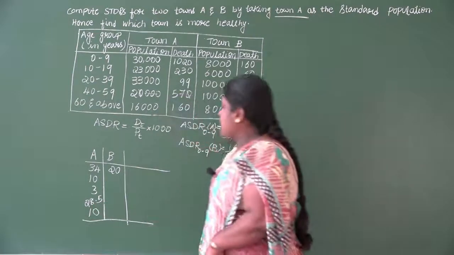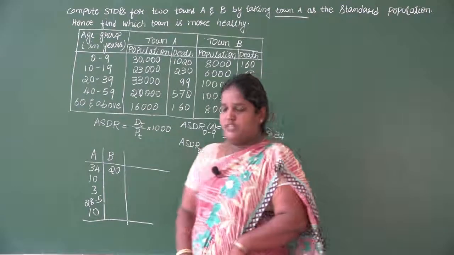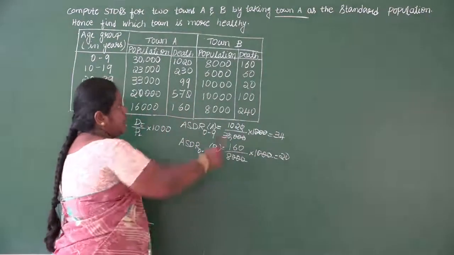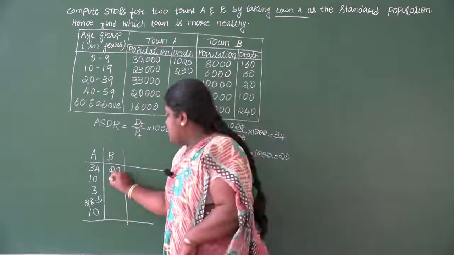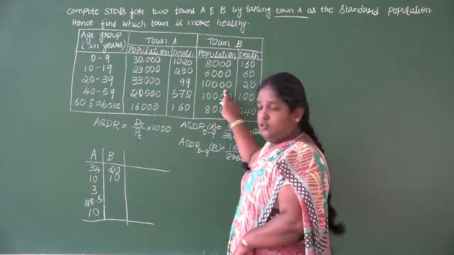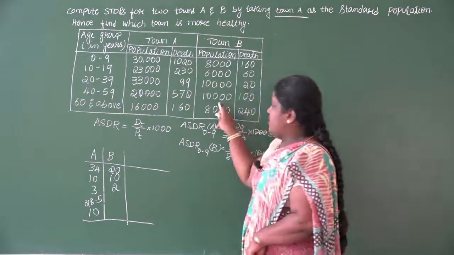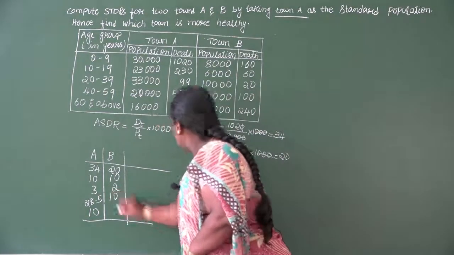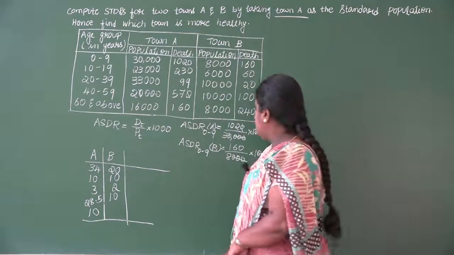So this is the ASDR for town A. Similarly for town B, the first value I have written already, it is 20, because we calculated it here. Next value, 60 divided by 6000 into 1000, it is 10. Next, 20 divided by 10,000 into 1000, it's 2. Then 100 divided by 10,000 into 1000, 10. And the last value, 240 divided by 8000 into 1000, is 30.